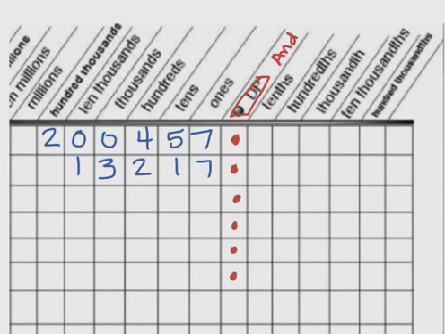I want you to write a couple numbers into this chart. So go ahead and write 808. Now go ahead and write 8,529.